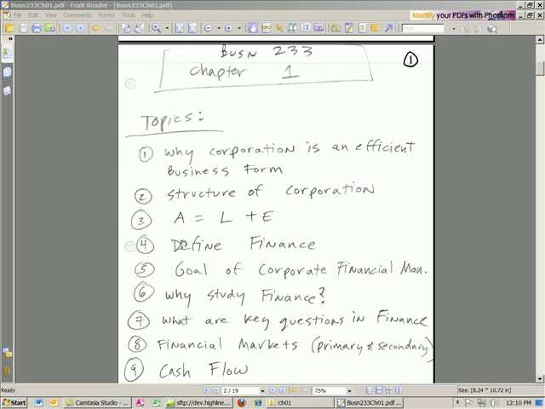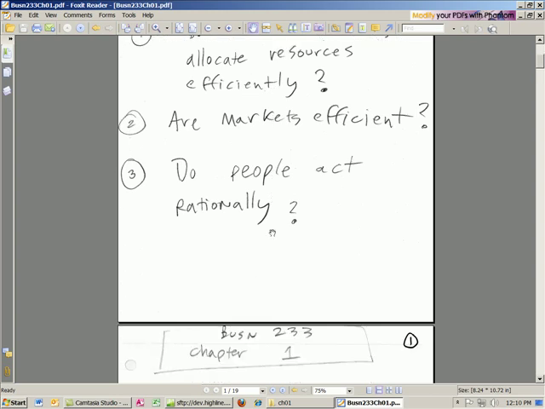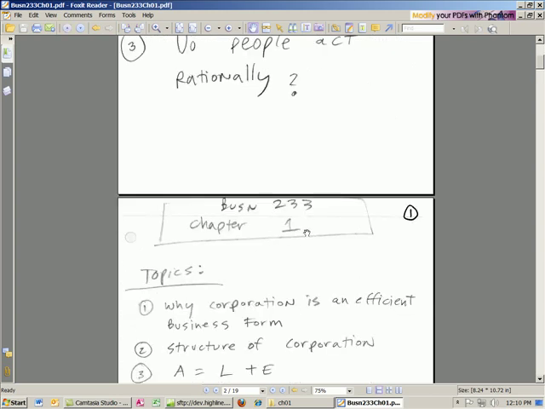This is the last chapter, chapter 0. We talked about the basics of Excel and math. Now we're going to talk about finance. Now, this is a file, a PDF, and you can download this by clicking on the link directly below the video. If you're in the class, just go to our class website.